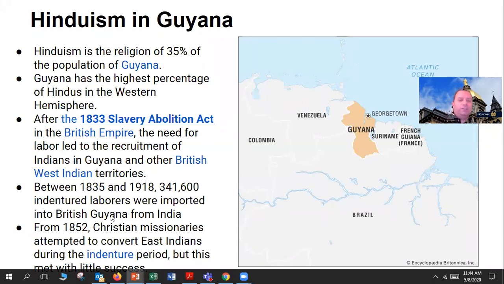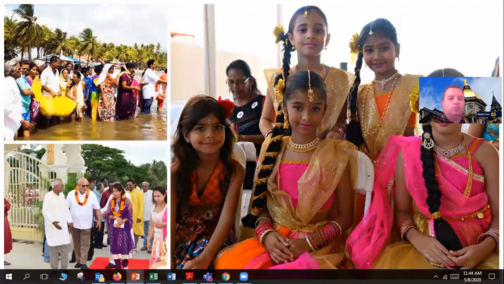And so if you look, during about this 80 or so year period, almost 85 years, 341,600 people came over, okay? That's a large scale migration, okay? And so that's one of the reasons why we can explain why Hinduism is so prominent or so significant in the country of Guyana. Now, there were some Christian missionaries, of course, and so they did try to convert them. It didn't work. Okay, they had very, very little success with that, and so most of these people did remain Hindu to this very, very day.